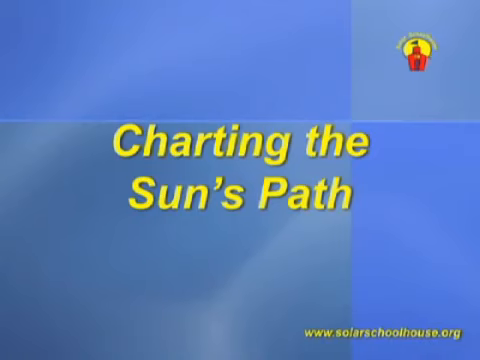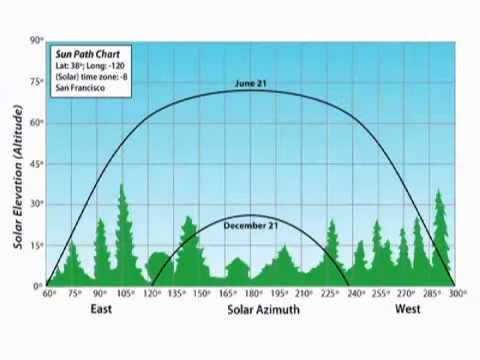Then we can draw charts that show how the sun's position changes throughout the year. This kind of chart is called a sun path chart, and it shows what the sun's path looks like from the Earth's surface. This is a sun path chart for San Francisco, California, and it shows what we'd see if we looked toward the South Pole at this location.